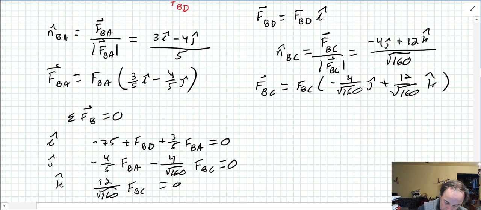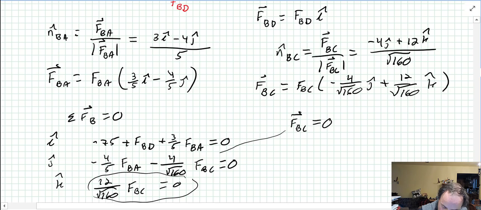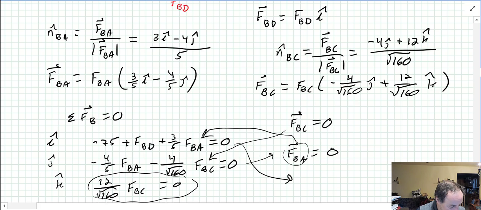Okay, so this is nice. That tells us immediately FBC equals 0. So you put this in here, and that gives FBA equal to 0. That's got to be 0 also. And then you put that up here, and that then gives us, when you do the math there, FBD equals 75.